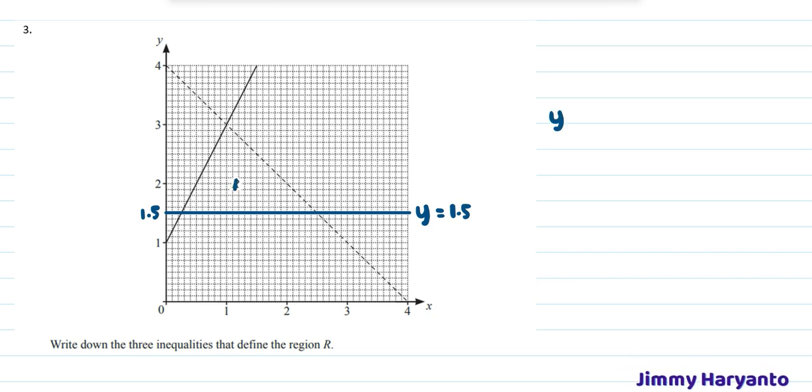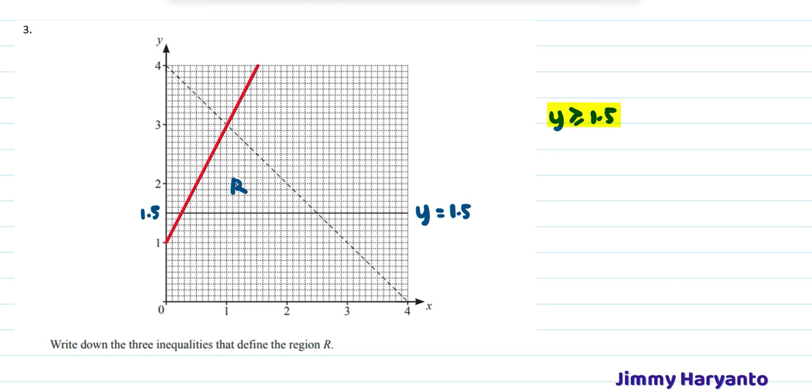And then because the region is on the upper side of the line, that means y is greater than or equal to 1.5. Okay, it's a straight line, so you have to put equal to. Next is the diagonal line. I will do this one first.